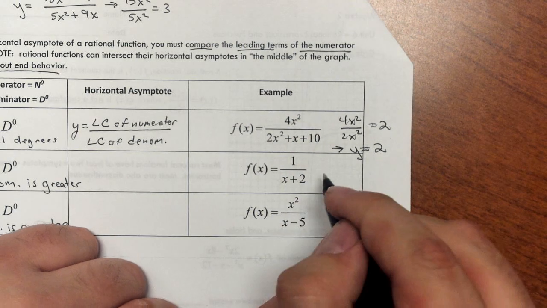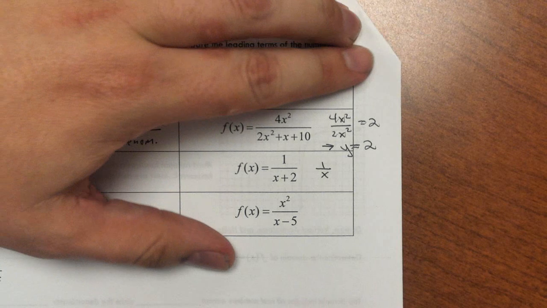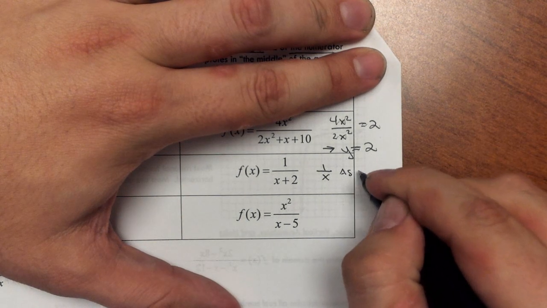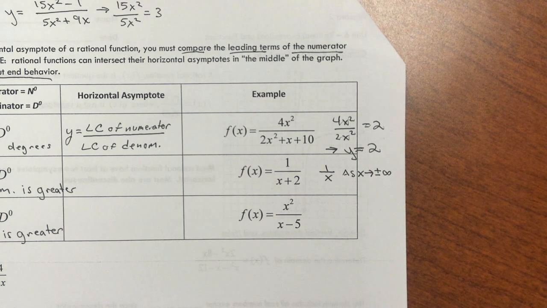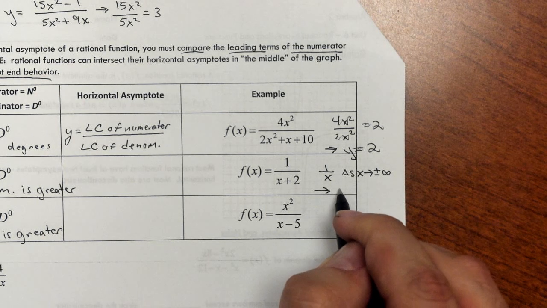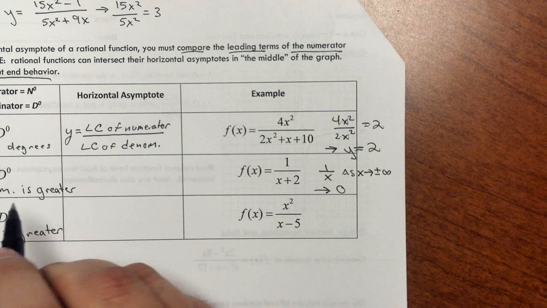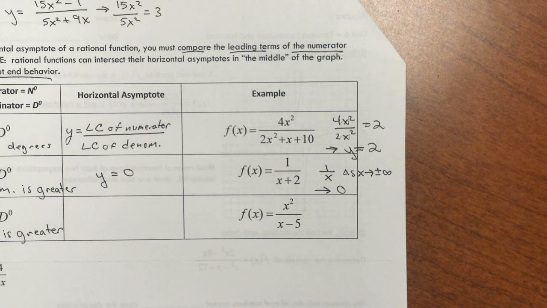If I look at the leading terms of both the numerator and the denominator, I'm looking at 1 over x. Well, here's the thing. As x approaches positive or negative infinity, 1 over x, you have to think about this. If I said 1 over 100, or 1 over 1,000, or 1 over 10,000, 1 over 150 billion, those are going to continually get smaller while still staying positive. So what happens is, as x approaches positive or negative infinity, 1 over x will approach 0. If the denominator has a greater degree, my horizontal asymptote is y equals 0.